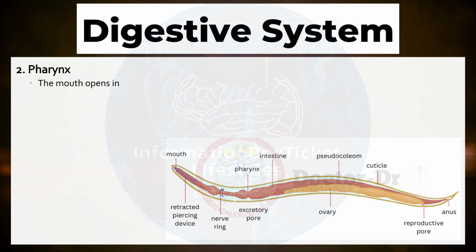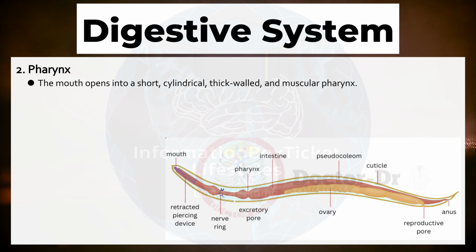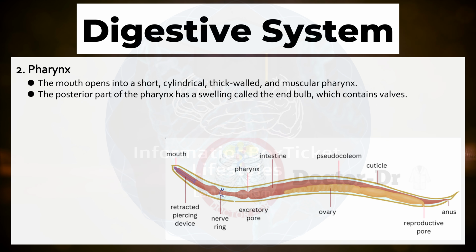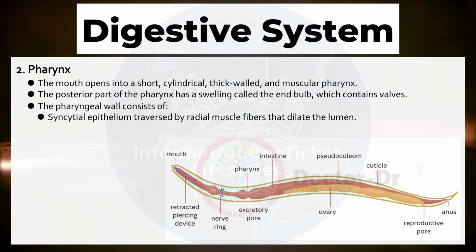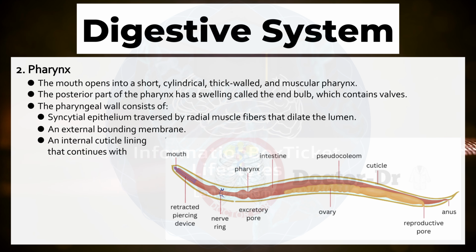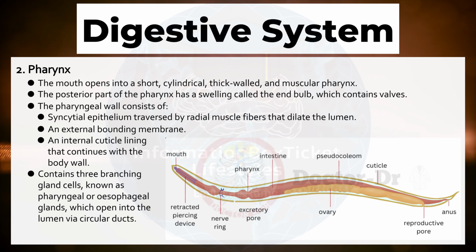Second, pharynx. The mouth opens into a short, cylindrical, thick-walled, and muscular pharynx. The posterior part of the pharynx has a swelling called the end bulb, which contains valves. The pharyngeal wall consists of syncytial epithelium, traversed by radial muscle fibers that dilate the lumen, an external bounding membrane, and an internal cuticle lining that continues with the body wall. It contains 3 branching gland cells known as pharyngeal or esophageal glands, which open into the lumen via circular ducts.